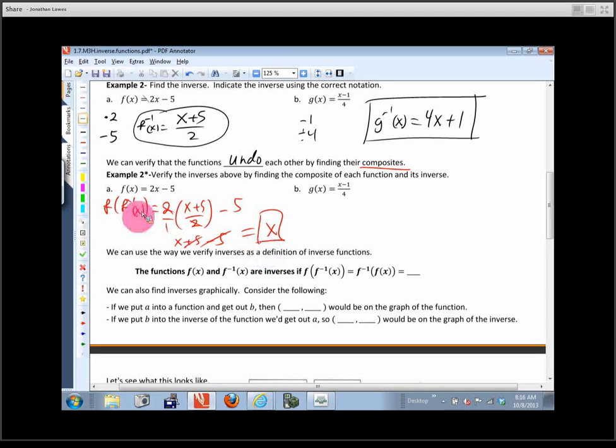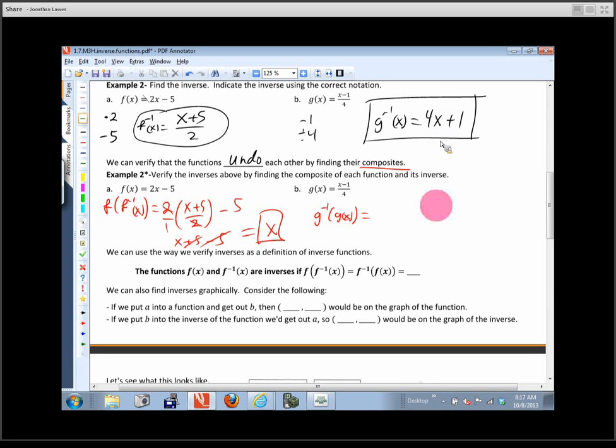I started by plugging an x into the inverse function. I took that answer, plugged it into the original function, and I'm all set to go. Okay? Any questions? It shouldn't matter what order we do this. It shouldn't matter whether we plug the inverse into the original function or the original function into the inverse. So on this one, let's do g inverse of g of x. Let's do that.